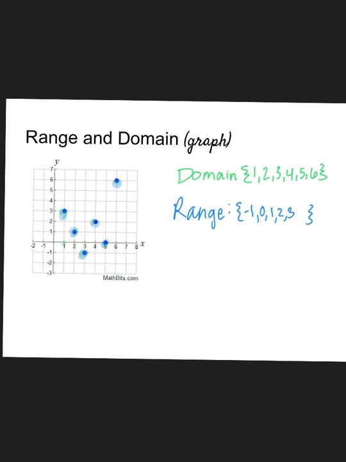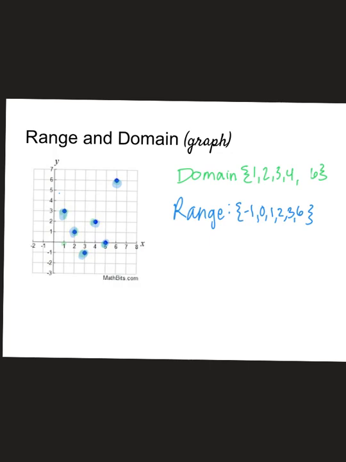Well, I think I actually made a mistake on the domain. There is not one at 5. I just got excited. So we're actually going to have to erase this guy. Okay, he's gone. So there is no 5. That was my mistake. But you can see how this works.